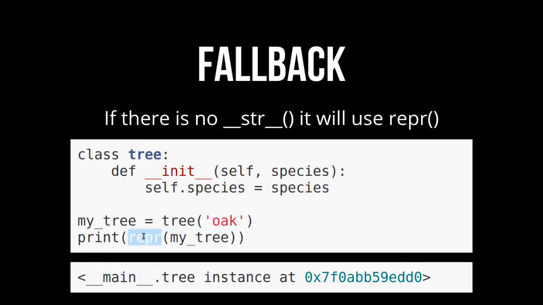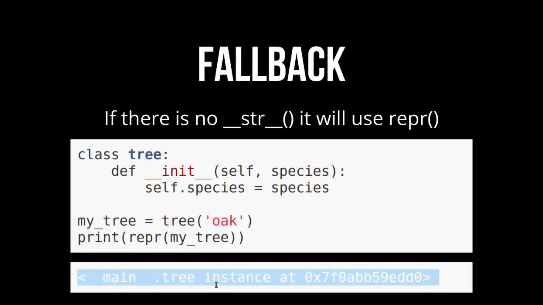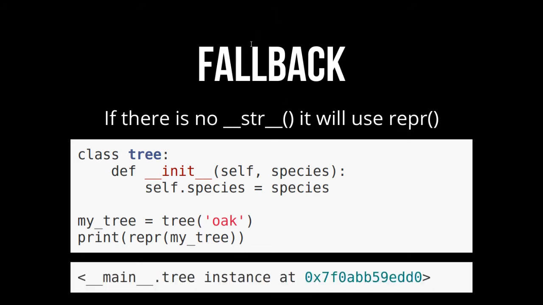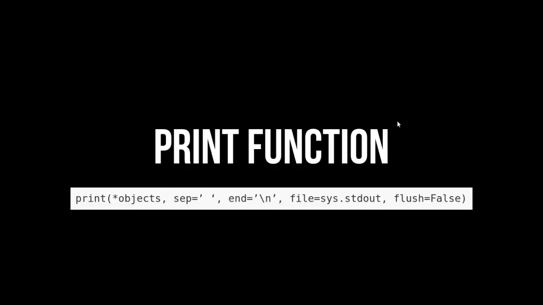And I don't want it to be a wall of text. So here we go, the repr, and then my tree, and then we're going to print that out, and that's where you get it from. So it's a fallback. If you don't have that dunder str, that's why you get this, because it's going to first look for the dunderscore str function, and if it can't find that, it's just going to run this function.